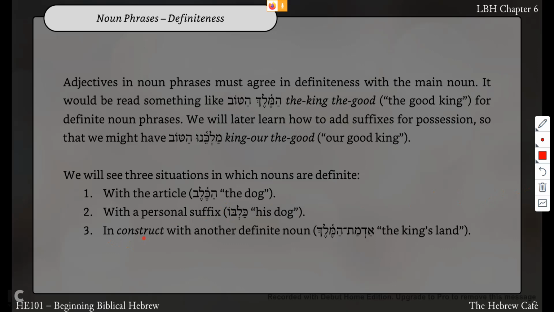In construct is the third situation. When a noun's in construct with another definite noun. So here is king, melech, and ha-melech, the king. When these two words are in construct like this, admat ha-melech, land of the king, the king's land. Because king is definite, the definiteness is also lent to the entire phrase. So admat ha-melech is the land of the king. It's a definite phrase. We're starting construct in the next chapter, so I'm just introducing it, and we'll get into it in chapter 7.